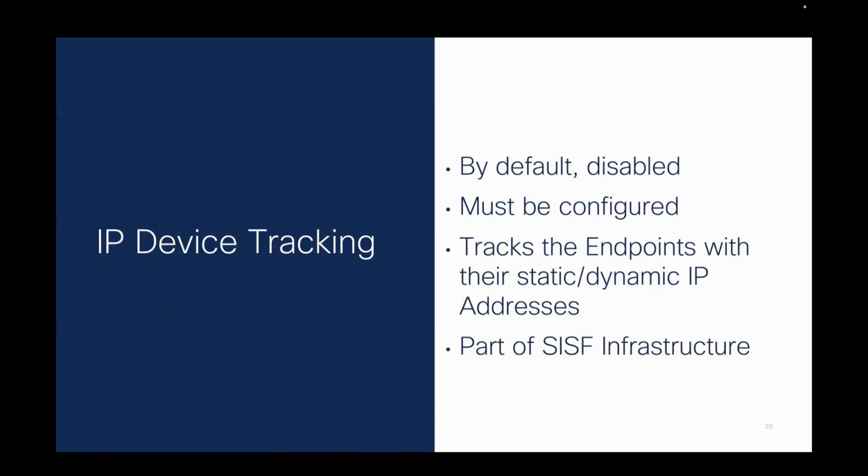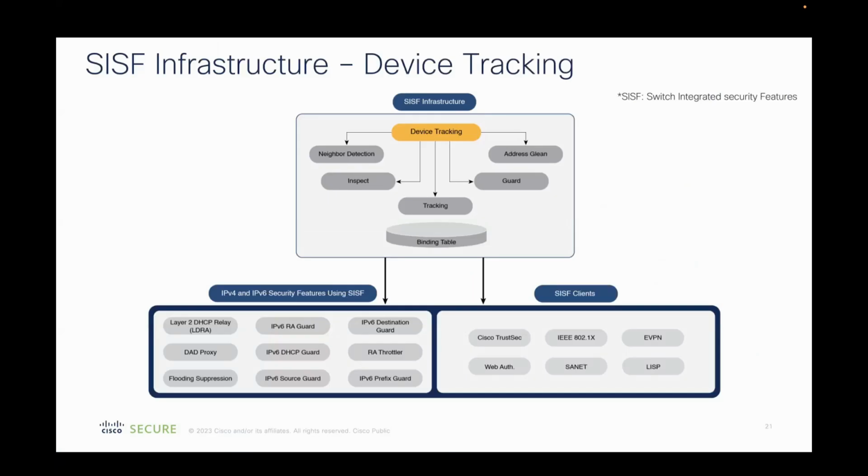IP device tracking is disabled by default on your network devices. It must be configured, and it helps the switches or your network devices to track the endpoints associated with the VLAN, with static or dynamic IP address assignments, and it is a feature that is part of the SISF infrastructure. What exactly is the SISF infrastructure? SISF is nothing but the Switch Integrated Security Feature. As part of this feature, device tracking is also enabled.